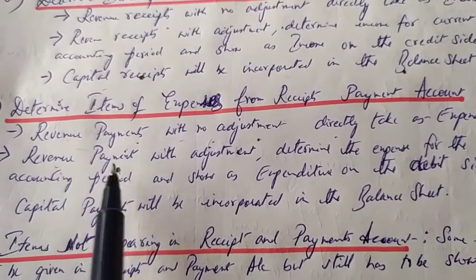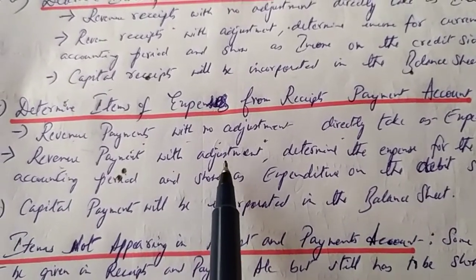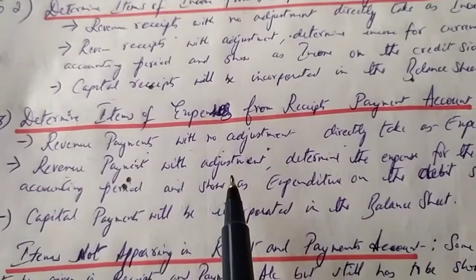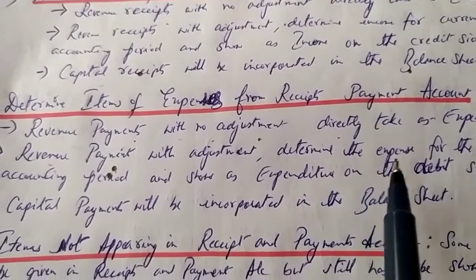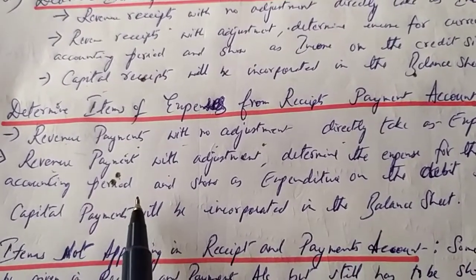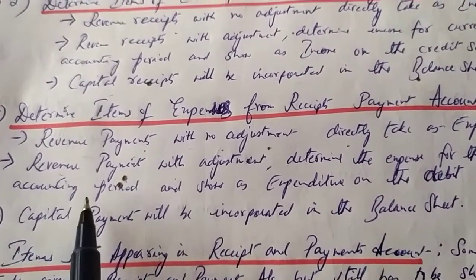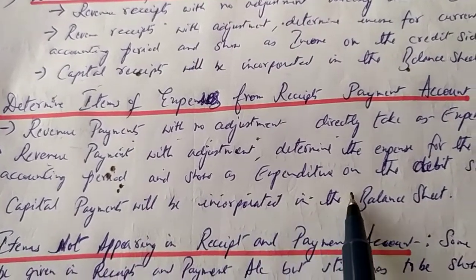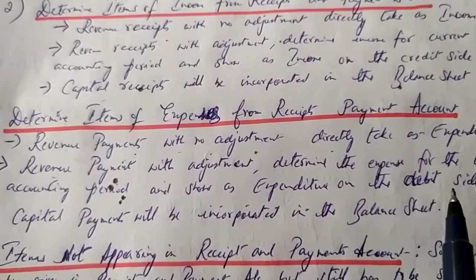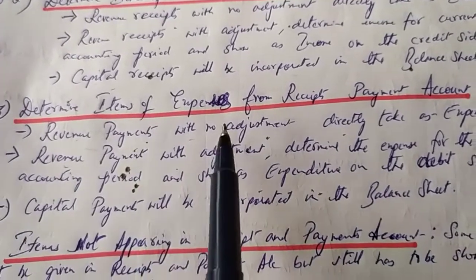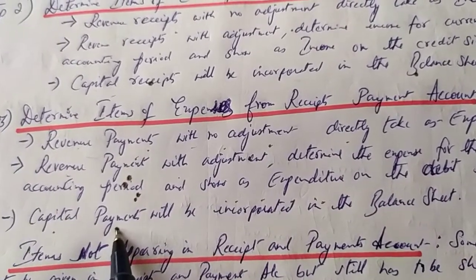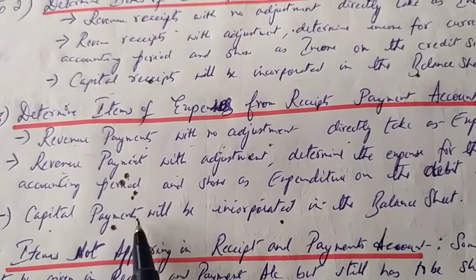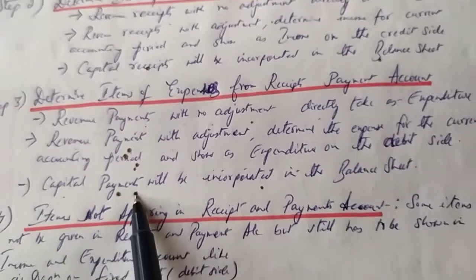But for those revenue payments which are affected by certain adjustments, we have to take their adjustments and do the necessary calculation for the accounting period, so that we exactly find out the revenue payment relating to the current accounting period. Whatever amount is found after that will be shown as an expenditure in the debit side of the income and expenditure account. The payments which are capital payments will be taken in the balance sheet. We should not be taking any capital payment in the income and expenditure account.